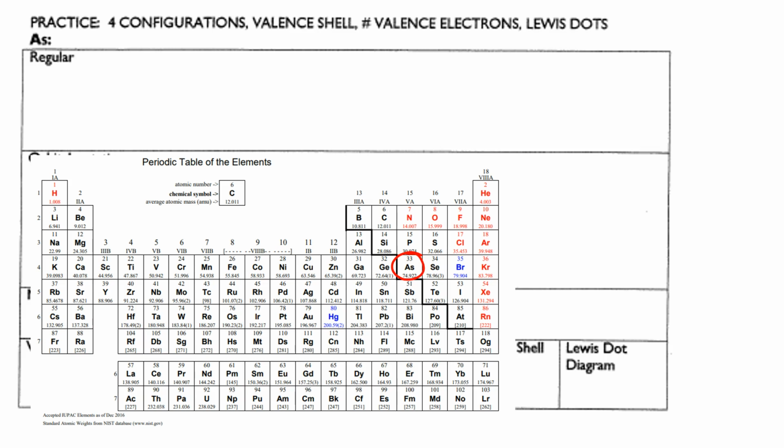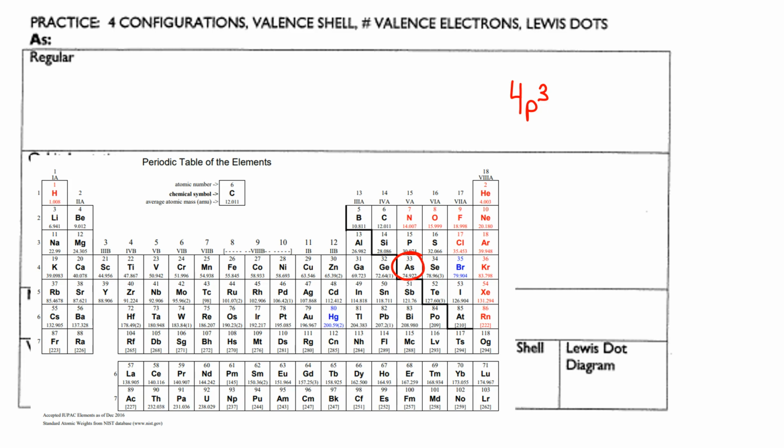It's on the 4th row. Which block is it in? It's in the P block. And how many spaces is it in? 3. So here's what I know about arsenic. I know that arsenic is going to end in 4p3.